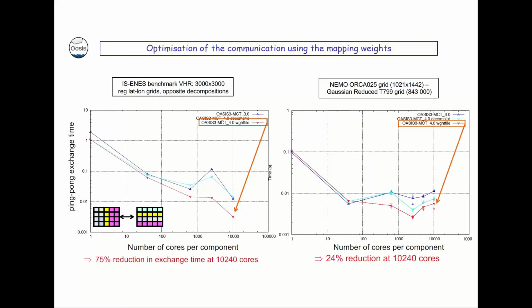This is a more realistic case with, again, the NEMO quarter of a degree grid coupled to the Gaussian reduced grid T799. And you see that in this case, at 10,240 cores, we have a reduction in the total time for the ping-pong exchange of 24%. So we were also very happy about this improvement.